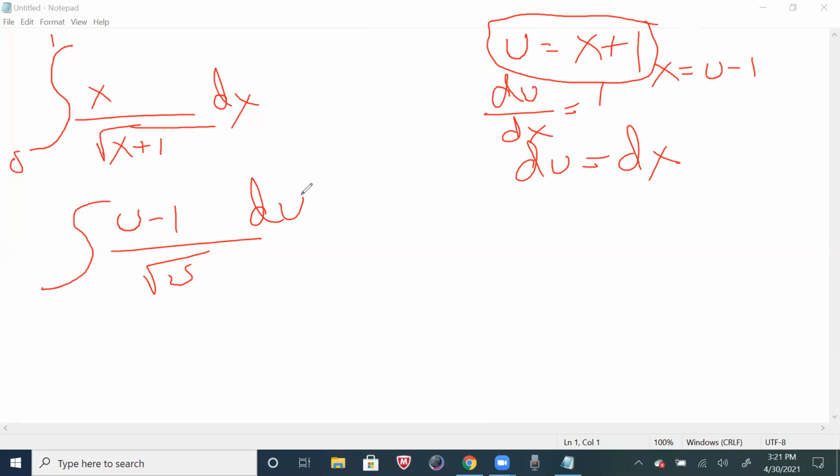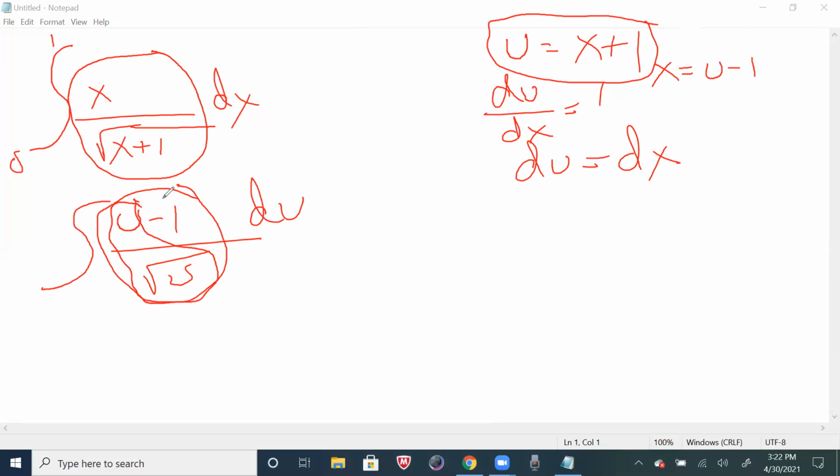And I haven't changed the limits of integration yet, because I actually prefer to do that at the end. But notice the difference between what I'm looking at there and what I'm looking at here. The difference is the denominator is a single entity. So I can split this up into two fractions. I cannot do that to the top.